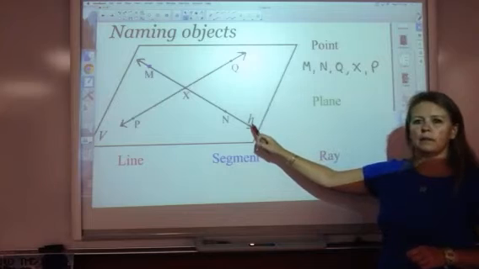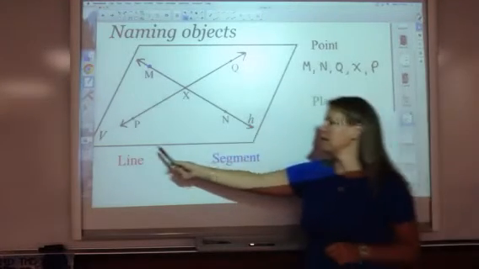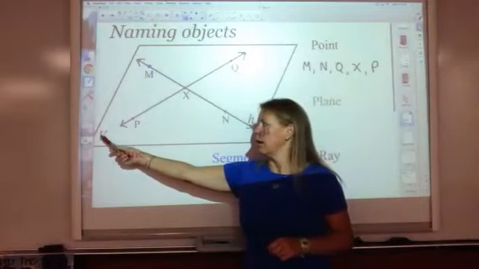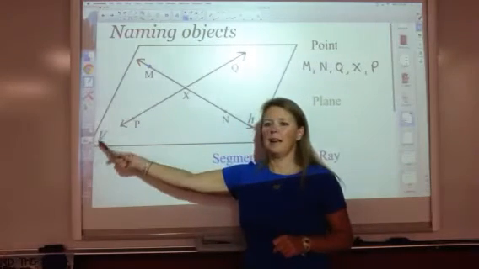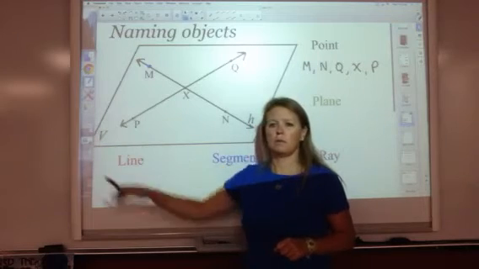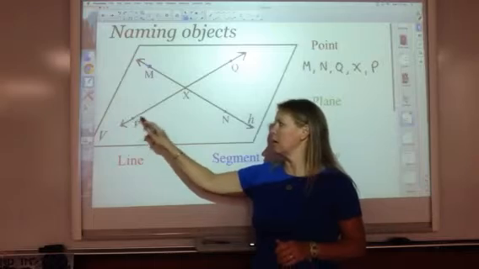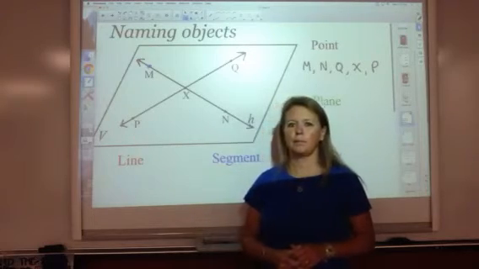H is not a point, because it's a lowercase letter. V is not a point. It could be, except it's like cursive writing, it's italicized. That we're going to use to talk about the plane. But it's not a point because it's not just a big straight up capital letter.